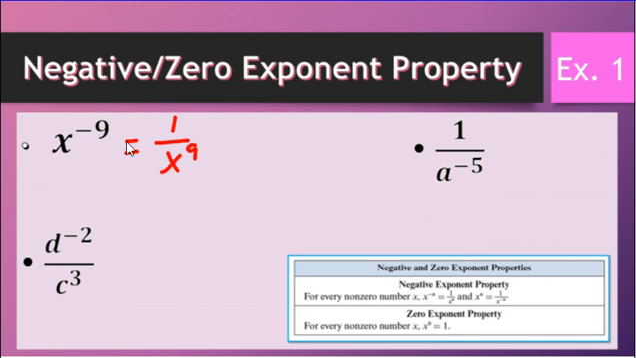Next one, d to the negative 2nd over c cubed. The reciprocal of d would be 1 over d. This would be squared. And then c cubed is already positive, so it stays in the denominator. And then the last one here, 1 over a to the negative 5th. The reciprocal would be a, with a positive 5 as our exponent. That's what the negative exponent property and the 0 exponent property would mean. For every non-zero x to a negative number, you do the reciprocal of the base to change it to its positive.